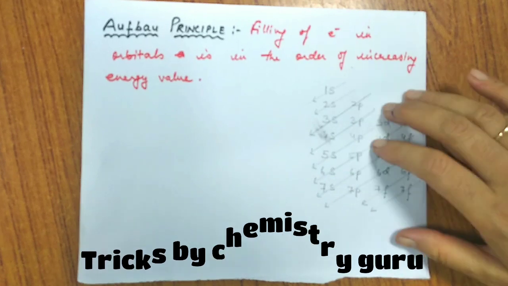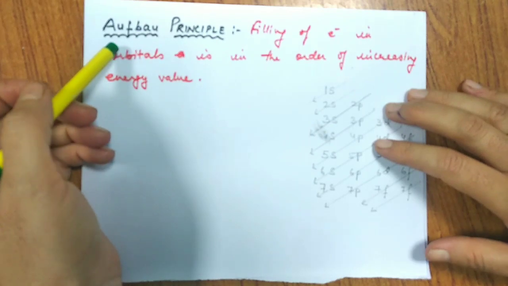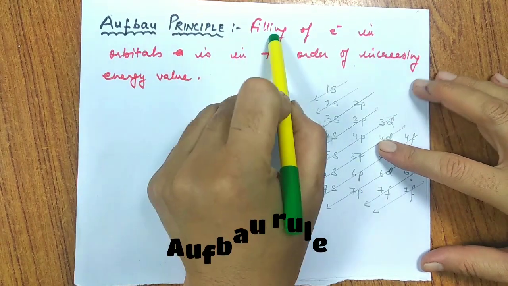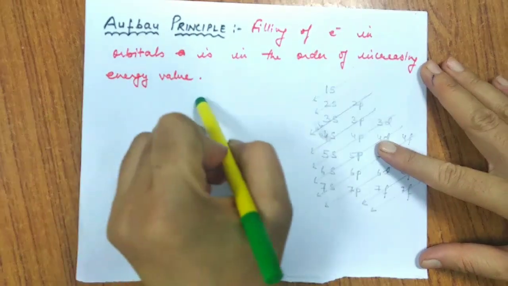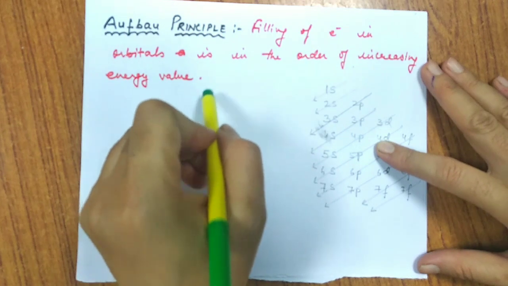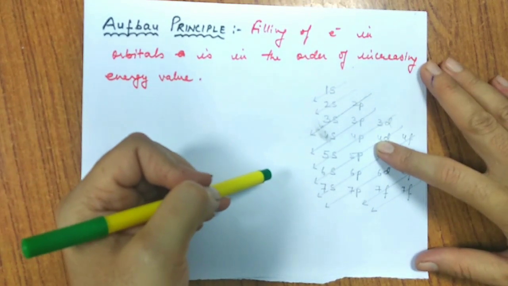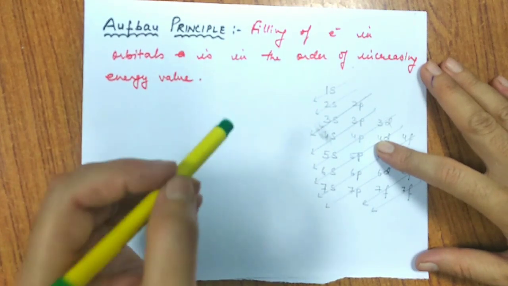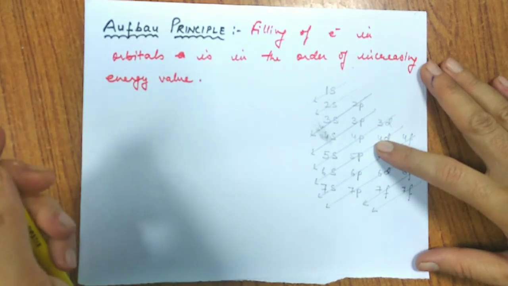So today, in continuation with the second chapter, we'll discuss the filling of orbitals in atoms. For this, the first principle is the Aufbau principle, which states that filling of electrons in any orbital takes place in the increasing order of their energy. It means that electrons first occupy the lowest energy level, and will enter a higher energy level only when the lower energy level is completely filled.